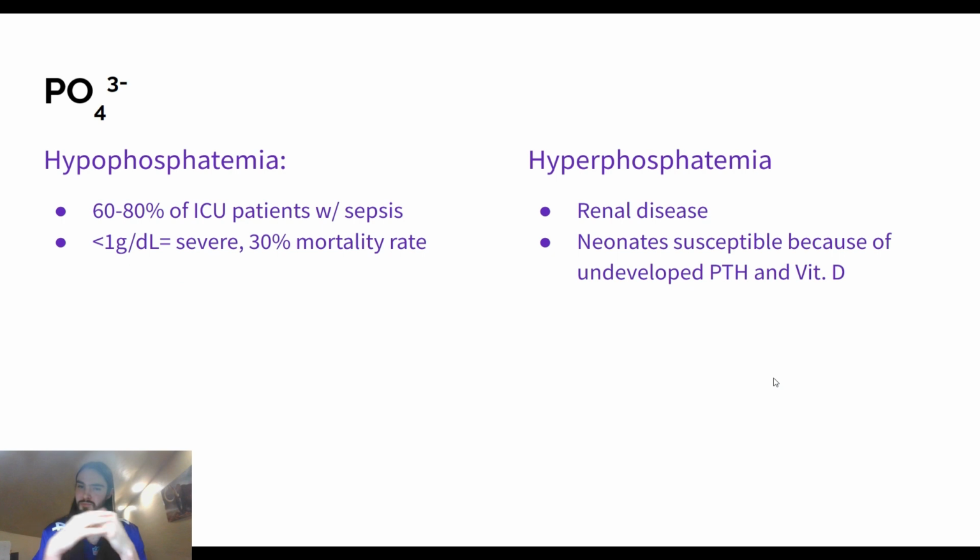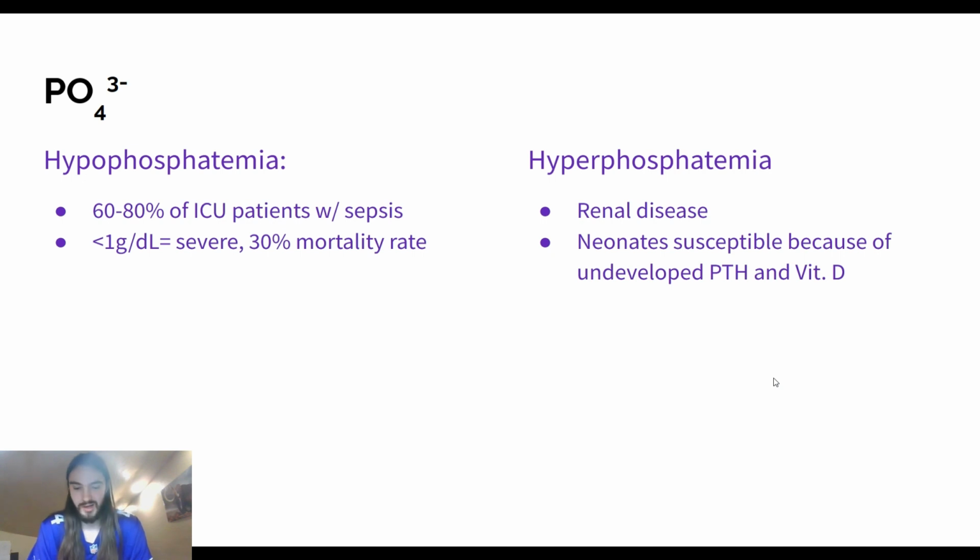Hypophosphatemia, just interesting statistics. 60 to 80% of ICU patients with sepsis are in a hypophosphatemic state. And less than 1 gram per deciliter, I'll show you the reference ranges later, is a severe state correlated with a 30% mortality rate.